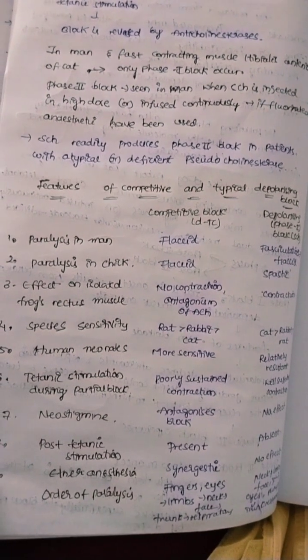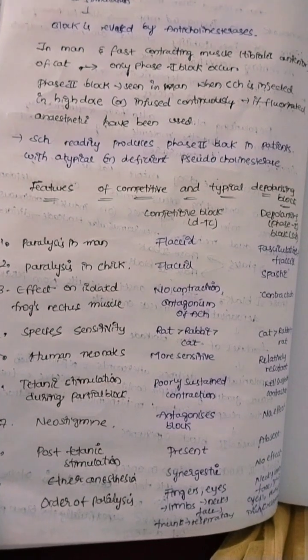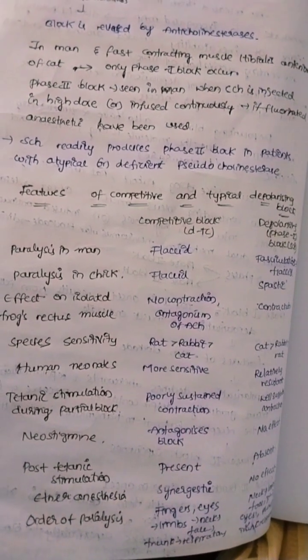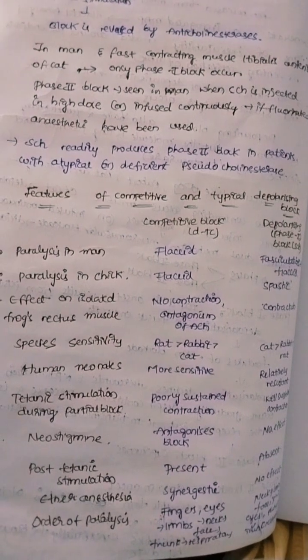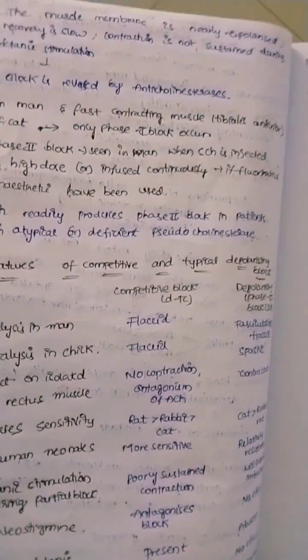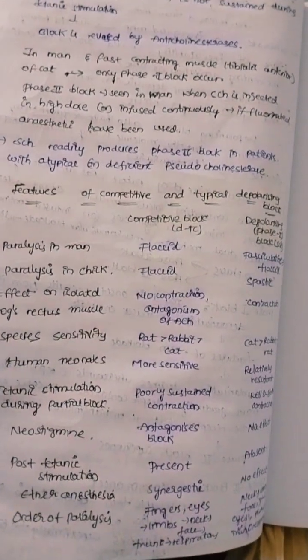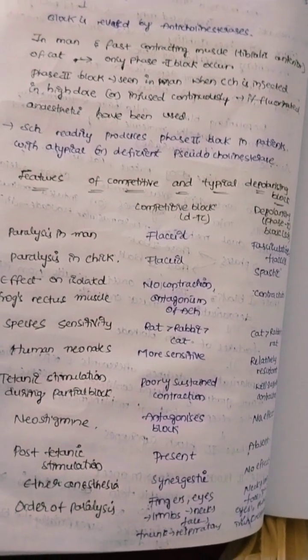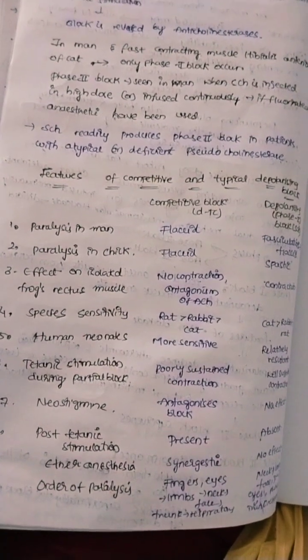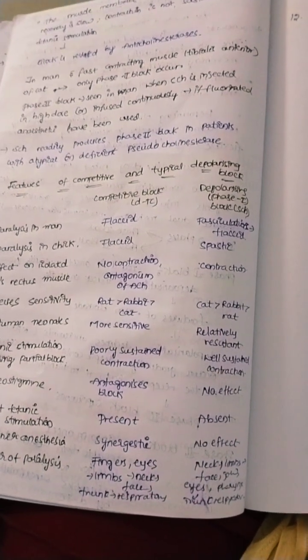Neostigmine antagonizes the block with D-tubocurarine. No effect is seen with succinylcholine. Post-tetanic potentiation is present with the competitive block, absent with succinylcholine. Ether anesthesia: synergistic with the competitive block, no effect with succinylcholine. Order of paralysis with D-tubocurarine: fingers, ears, limbs, neck, face. With succinylcholine: neck, limbs, face, jaw, eyes, pharynx, and trunk will be paralyzed last.